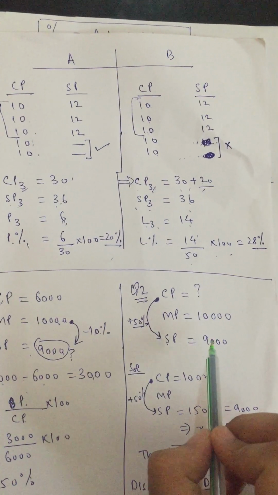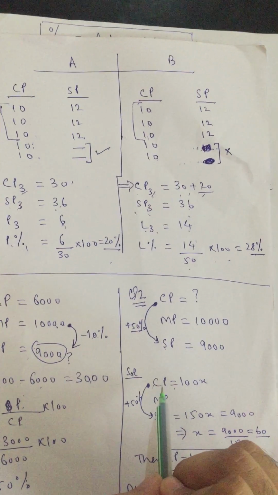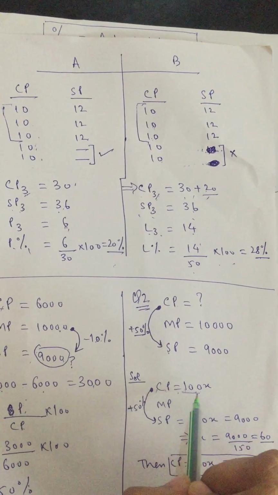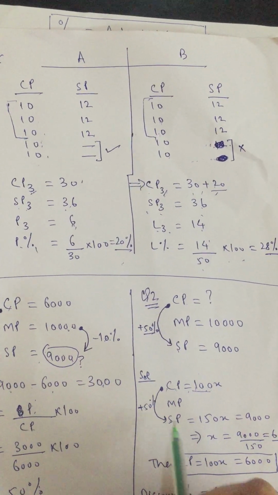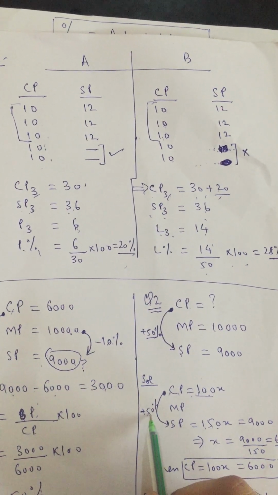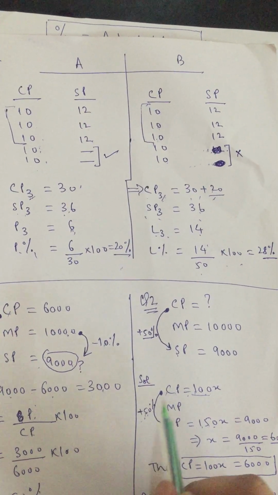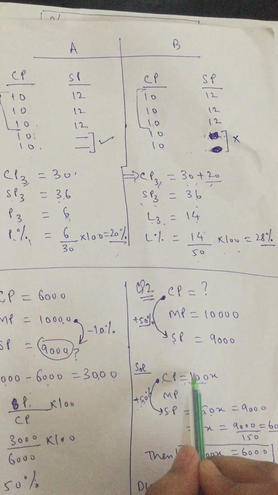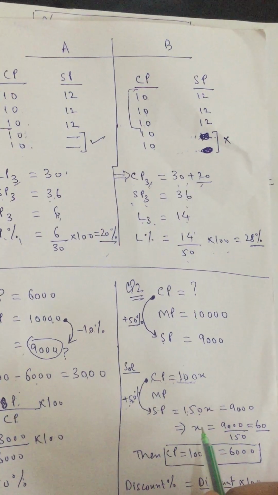So now, because CP is not given in percentage, as I said in the previous class, everything which is unknown is firstly supposed as 100x, because 100 goes well with percentage. So CP is 100x, MP is given 10,000, SP will be 150x. How come? Because we have profit of 50%. 50% percentage always happens on past value, not future. 50% of past, 100x, is 50x. So selling price is 100x plus 50x, which is 150x. SP is 9,000. From here we'll calculate x.